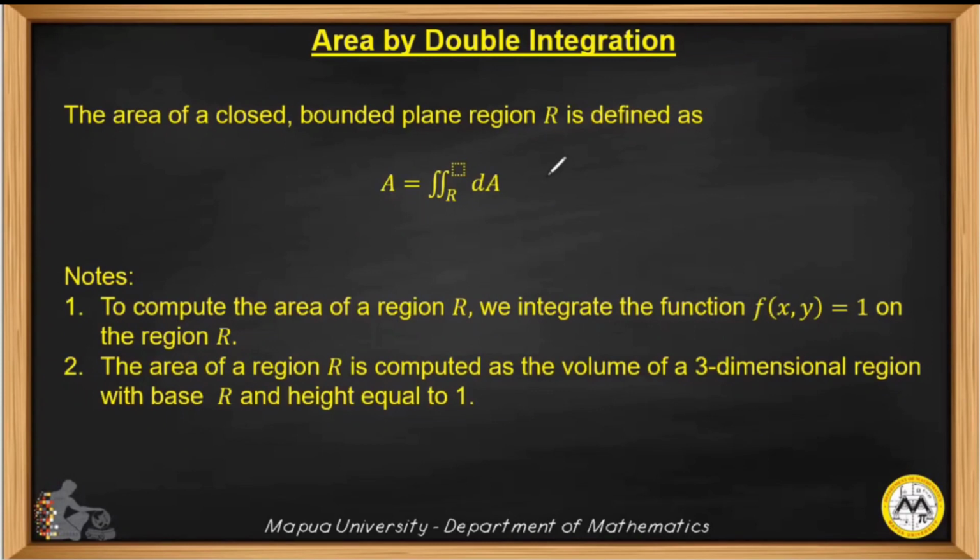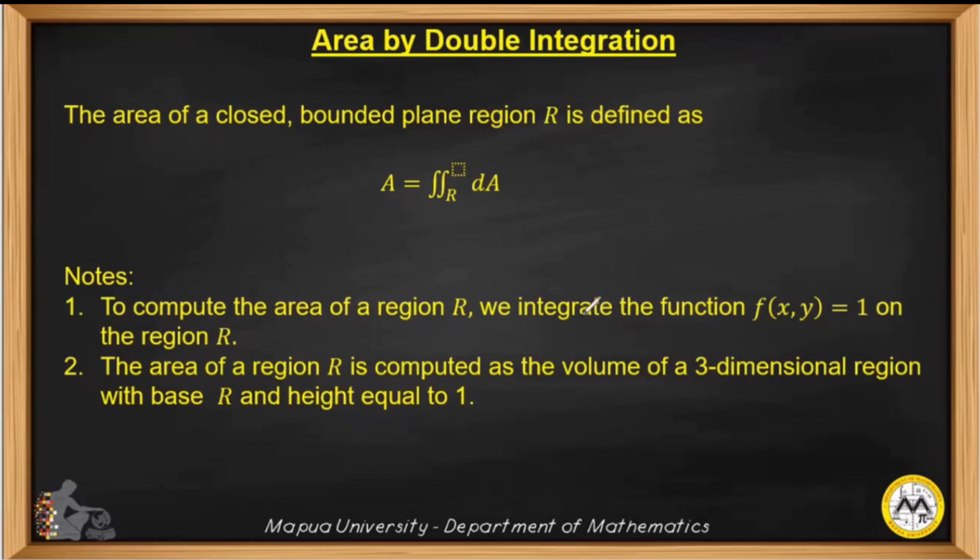The rectangular element can be either a horizontal or vertical element depending on the convenience. Now, if we are to find the area by double integration, we will find the area of a closed and bounded plane region R, and this is defined as the double integral of the differential of A over the region R. To compute the area of the region R, we are actually evaluating the integral where f of xy is equal to 1 on the region R.